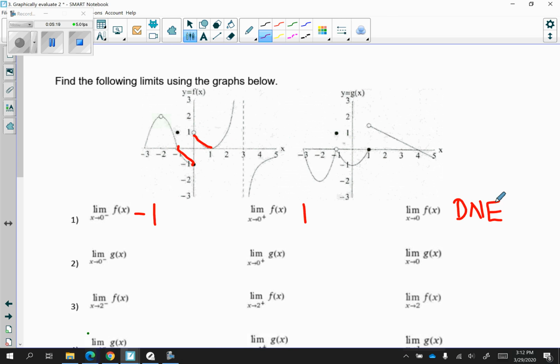Let's look at g of x now. 0 from the left is -1. 0 from the right is -1. Therefore, the limit as x approaches 0 of g of x is in fact -1. Try the rest of the problems now and pause the video.